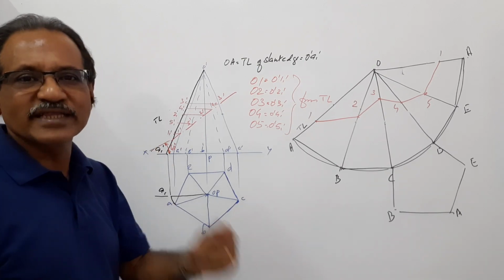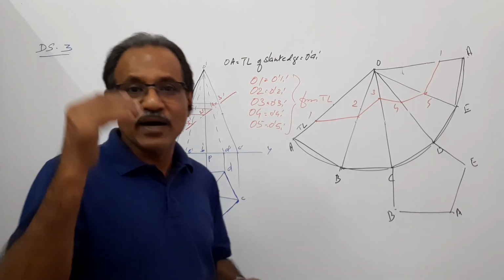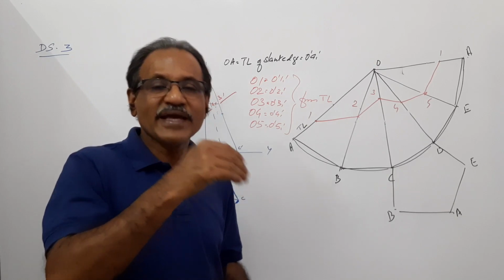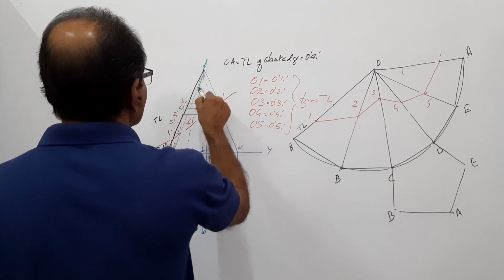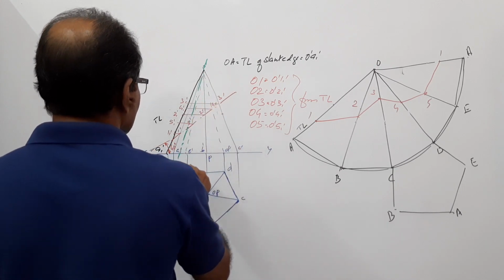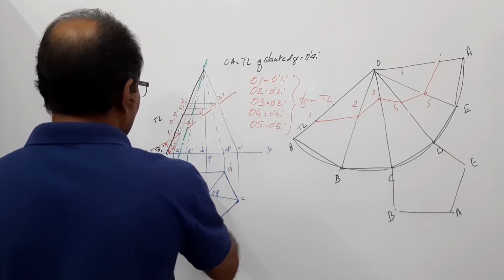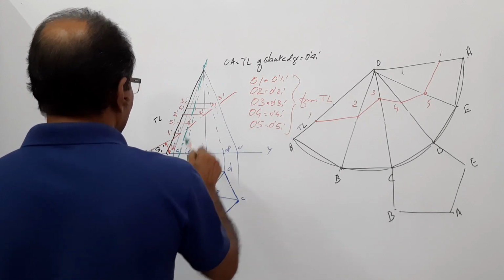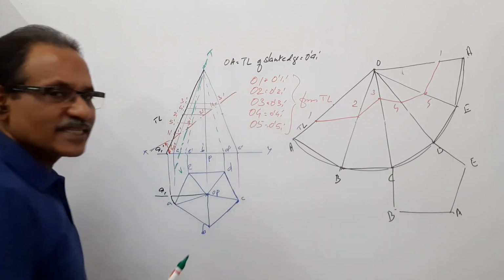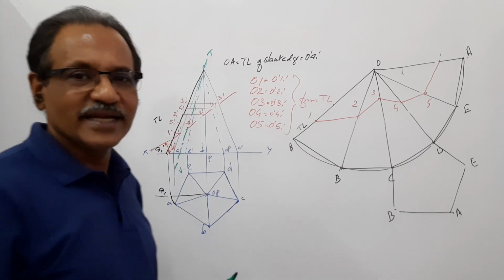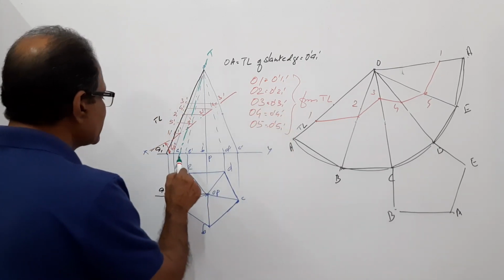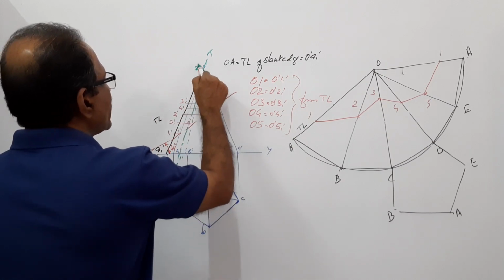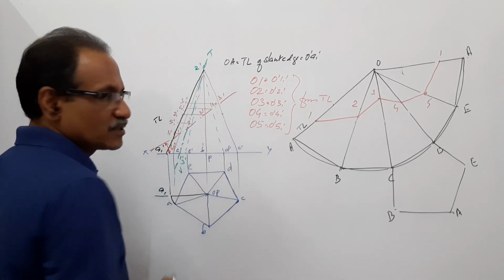Okay, now coming to the third cutting plane. Where is the third cutting plane? Passing through the apex, making 75 degrees to HP. This is it, VT. How many slant edges does it cut? None. It does not cut any of the slant edges. It cuts the base and the apex: the base at 1 dash, the apex at 2 dash, and the base again at 3 dash.